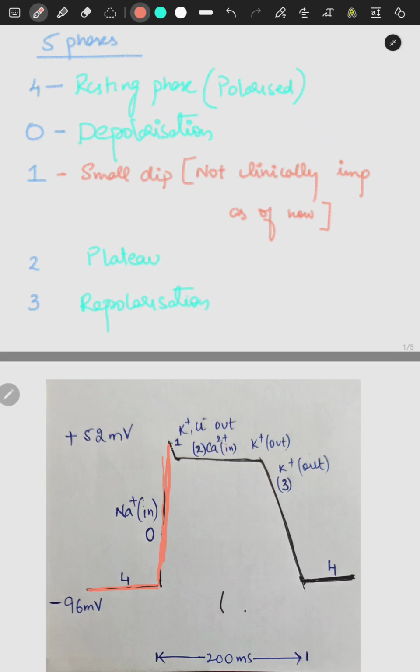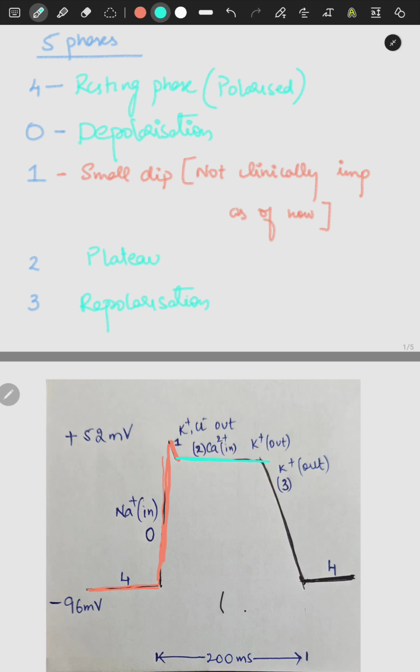Immediately after depolarization is phase 1. There is a small drop in voltage potential. This phase is short, and right now this is not clinically very important for us. Next comes phase 2. This is the plateau phase. The voltage remains almost flat for some time. This is the phase which allows for proper ventricular contraction.